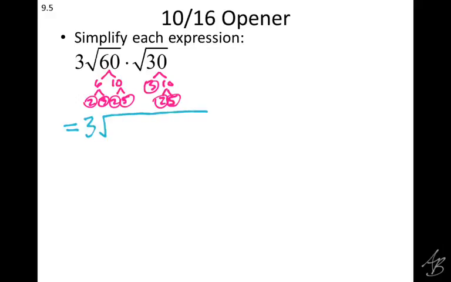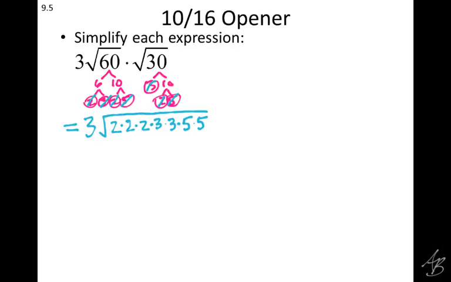Then all of our factors from both of our factor trees are going to go in the same square root. This is the same thing as multiplying 60 times 30, except instead of 60 we're doing all these, and instead of 30 we're using all these. All right, so in order, looks like we have 3 2s, then 2 3s, and then 2 5s.